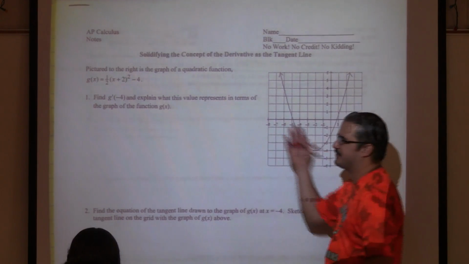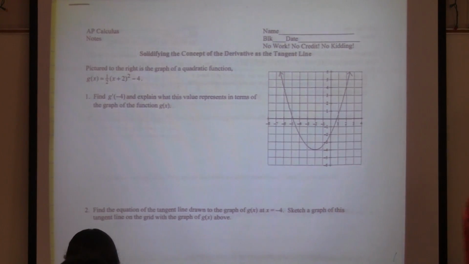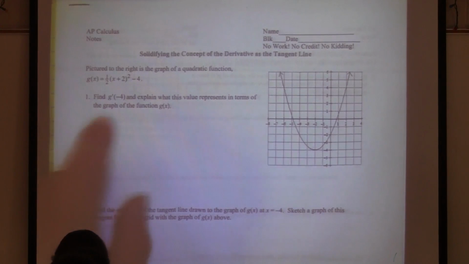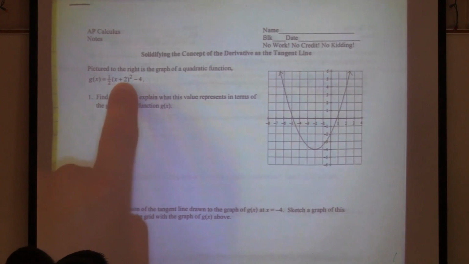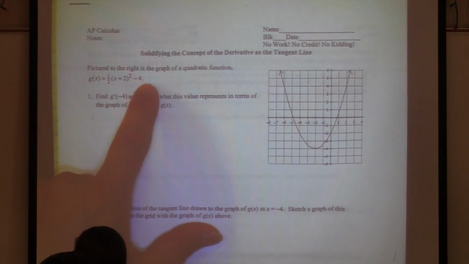Yes, that's where the vertex is, right? Could I get the vertex from the equation? Yes. Where would I get it from? From there, the H and the K. Do you remember hearing that? H and K? Oh, yes.